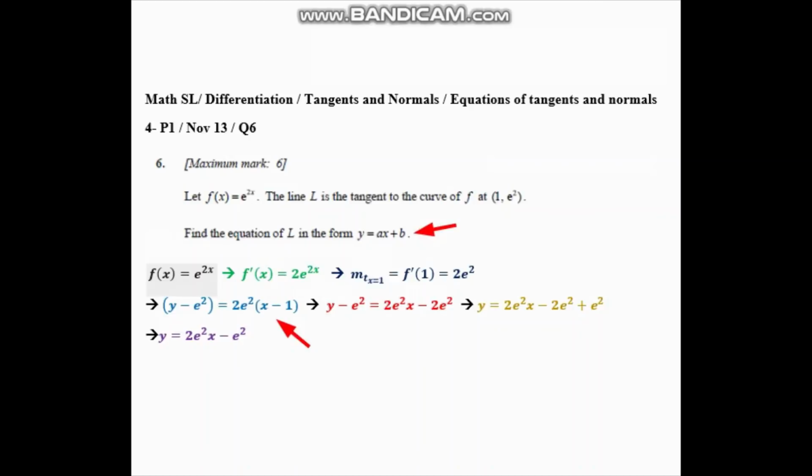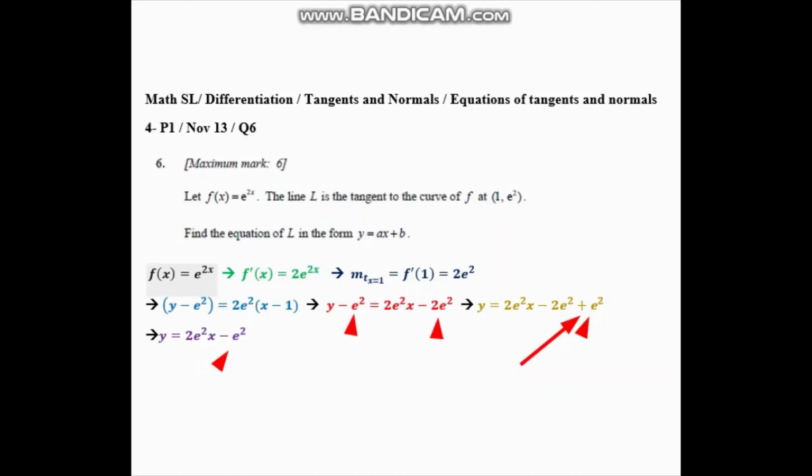Next, I simplify. So y minus e squared remains as it is, and 2e squared, which is the slope, multiplies the x and multiplies the 1 to get 2e squared in both. So I have this expression in red. Now I should be aware that e squared and 2e squared are the same thing. So I can actually add or subtract them if I would like to do so, and that's what I'm going to do. I shall transfer the e squared to the other side, and then I'm going to add these two expressions together to get negative e squared.